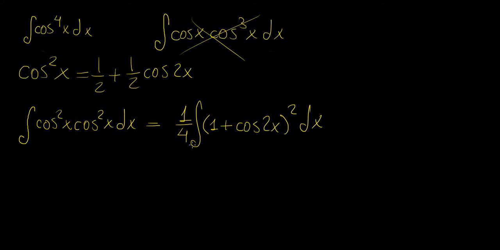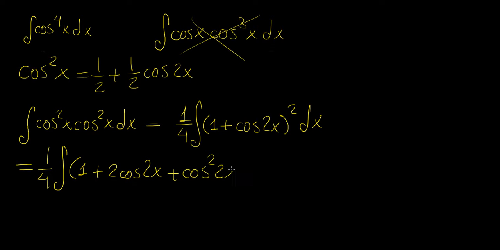In this case we can do that because it's a very low power. So we're going to get the following: 1 plus 2 cosine of 2x plus cosine squared of 2x. Now obviously we can integrate this, we can integrate that, but we don't know how to integrate this, but we can use the formula again.